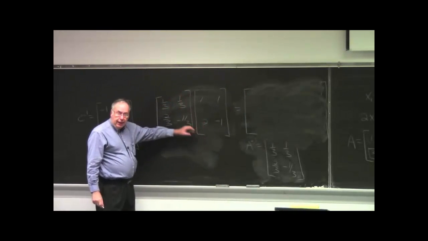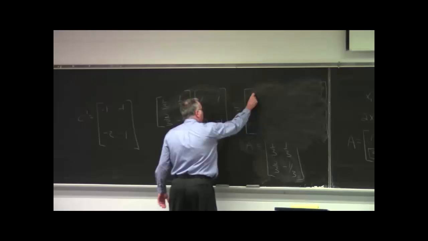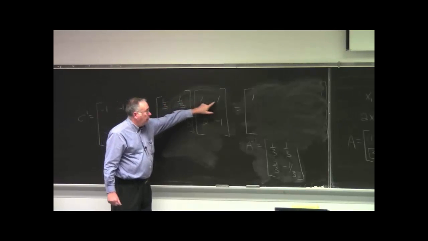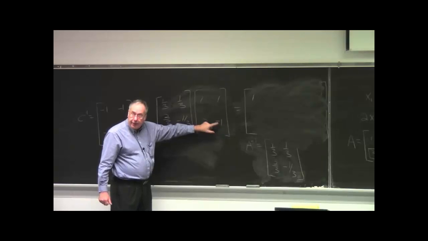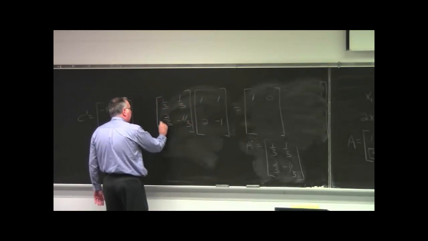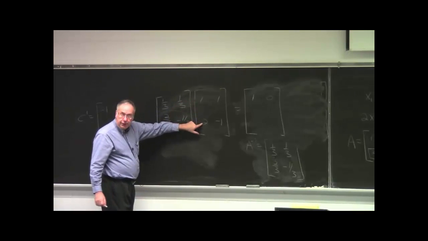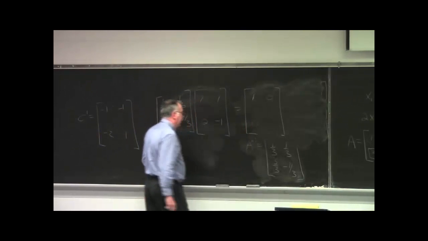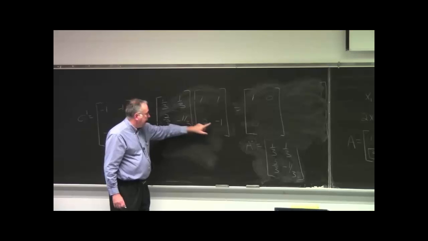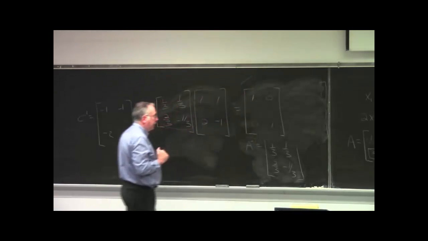First row times first column gives us 1/3 plus 2/3, 3/3, or 1. So far, so good. First row times second column gives us 1/3 minus 1/3. Oh, good. There's our 0. The first row looks good. Now we take the second row. Second row times first column, 2/3 minus 2/3, 0. And finally, second row times second column gives us 2/3 plus 1/3 is 1. Okay, so it works. It looks like we've done it correctly.